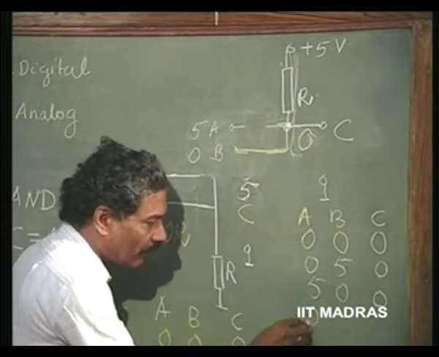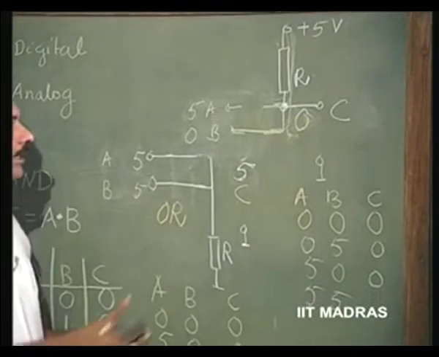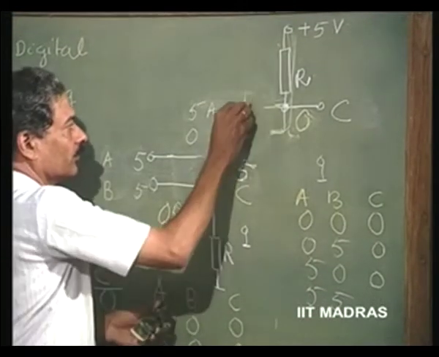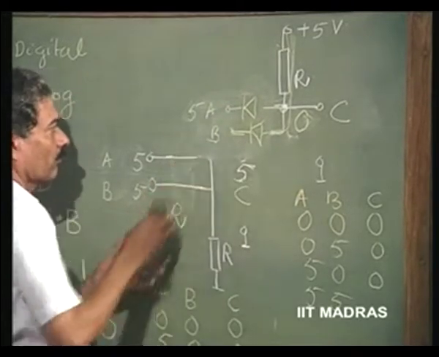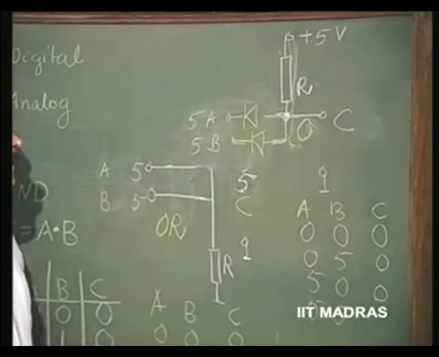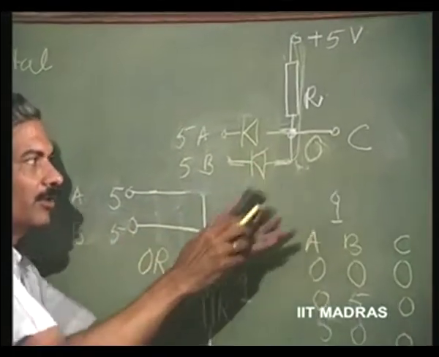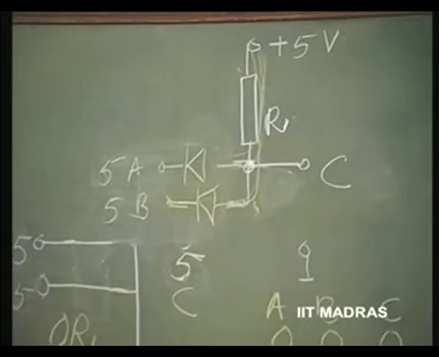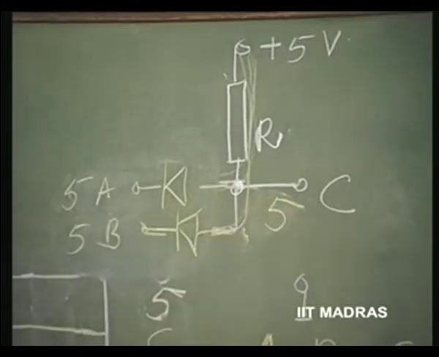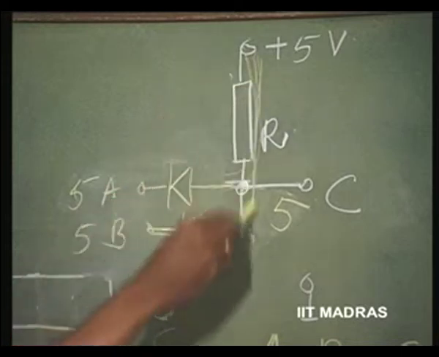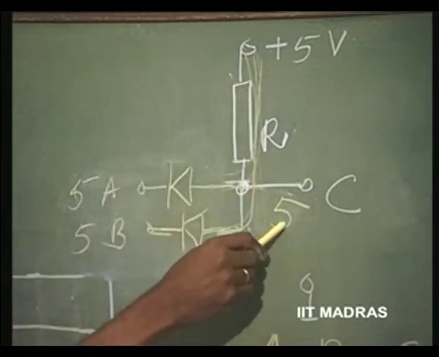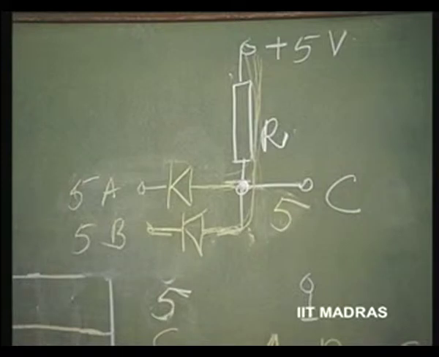When both are 5 volts, obviously, the entire system is at 5 volts. So, no current flows, and output has to be 5 volts. The diodes are on the verge of conduction, and therefore no current flows, this potential here is transferred to this, which is at 5 volts. So, output is at 5 volts.